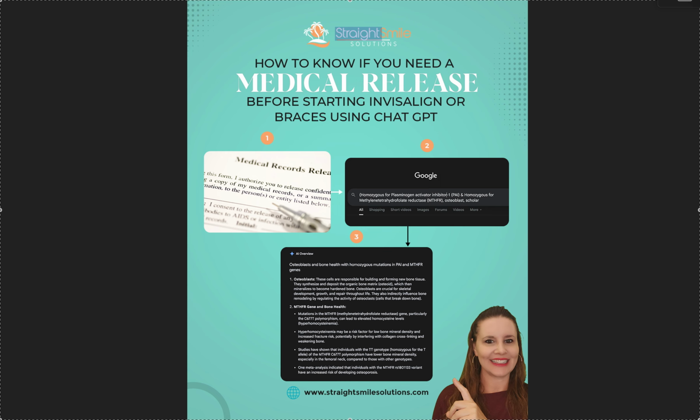So I'm just going to give you guys an example. Somebody asked me, hey, how would you look up this disease? MTHFR. And I actually had heard of it before. So I looked up that and bone health. So this was the disease, comma, osteoblast, comma, scholar, which is what I said to do. And then it talked about all the bone effects that this disease would have. Now, if there's bony effects, then that tells me there's going to be effects with orthodontics.